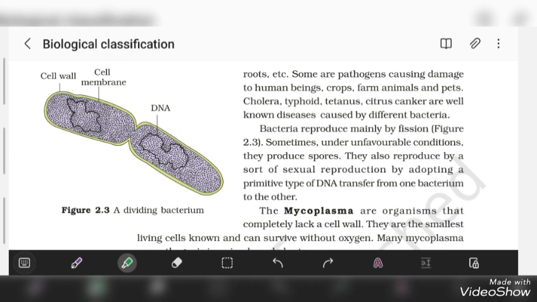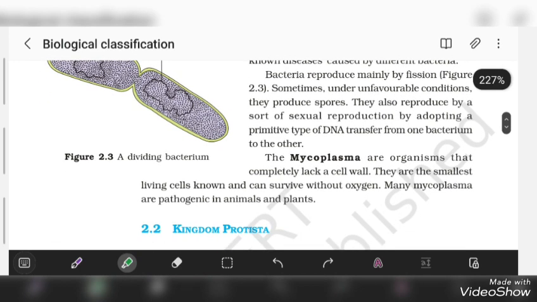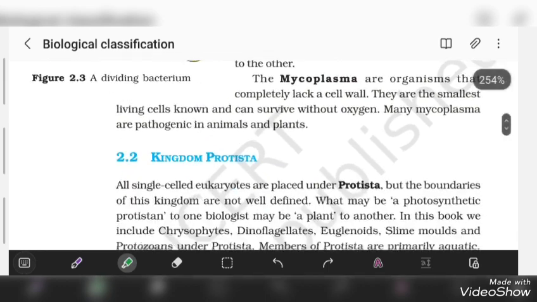Bacteria reproduce mainly by fission. Sometimes, under unfavorable conditions, they produce spores. They also reproduce by a sort of sexual reproduction, adopting a primitive type of DNA transfer from one bacterium to another. The mycoplasmas are organisms that lack a cell wall, are the smallest living cells known, and can survive without oxygen. Many mycoplasmas are pathogenic in animals and plants.